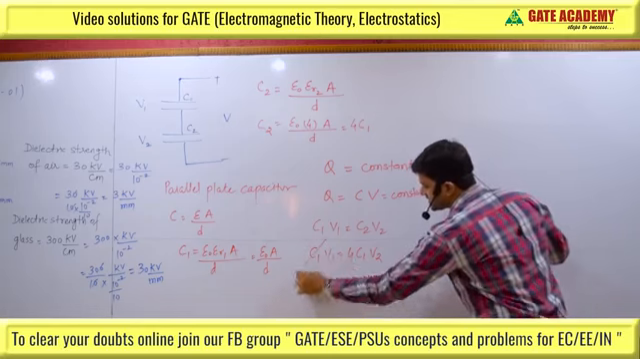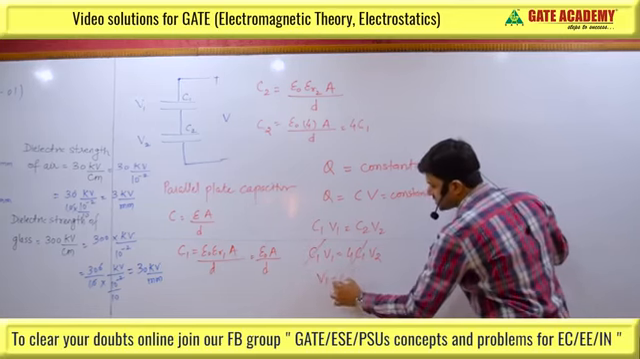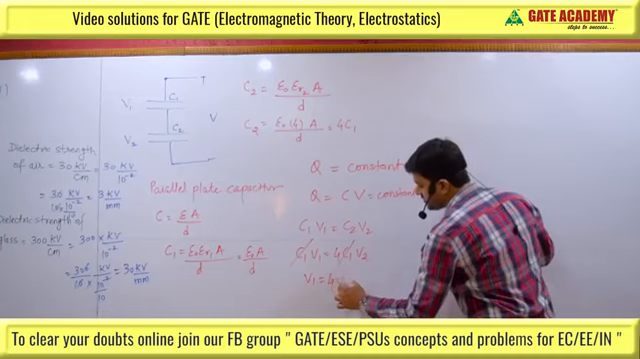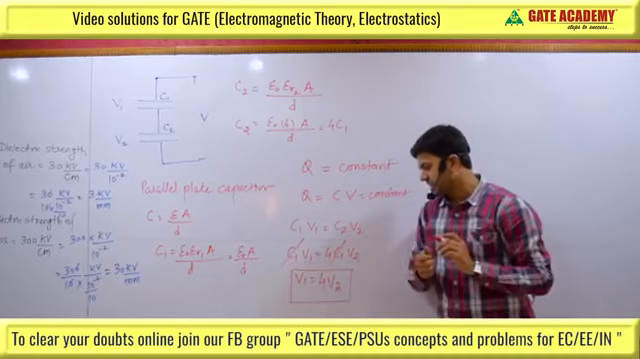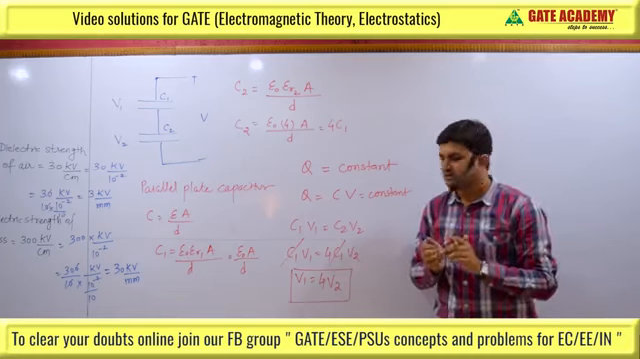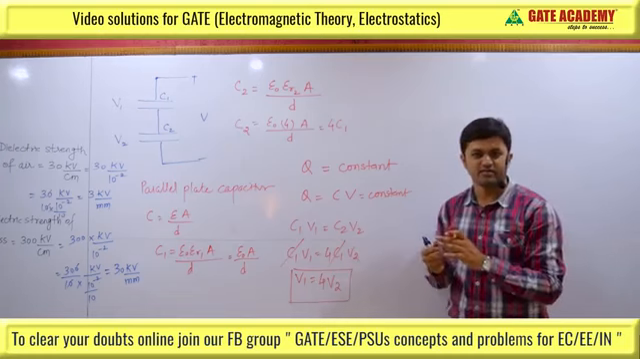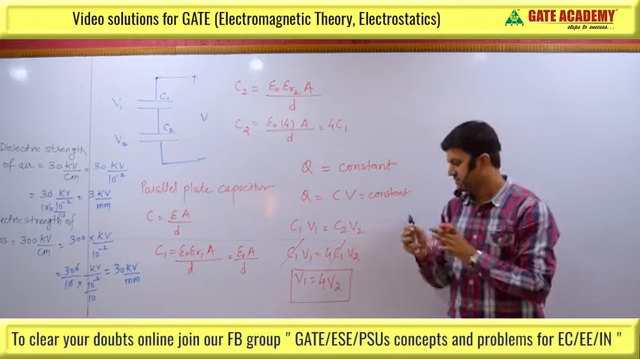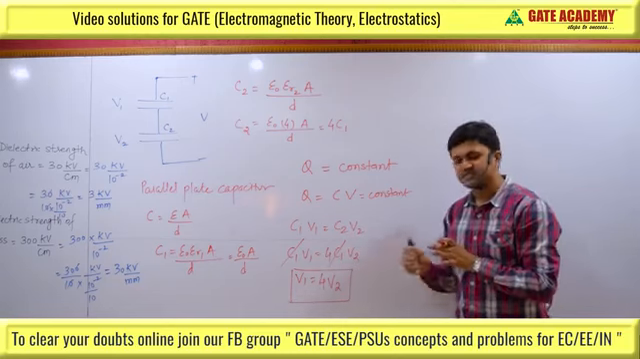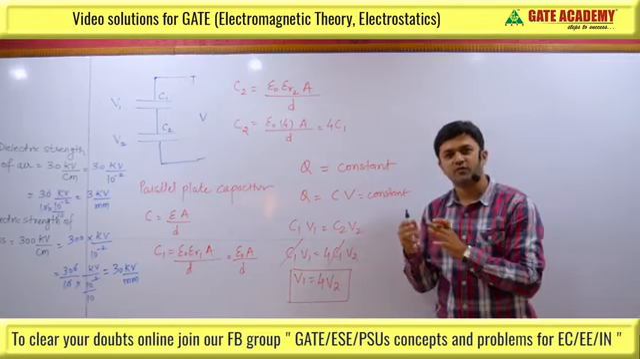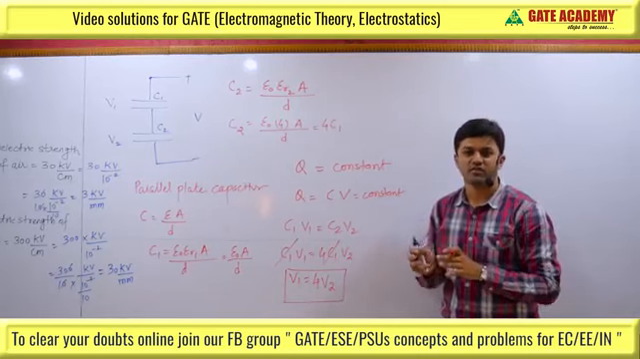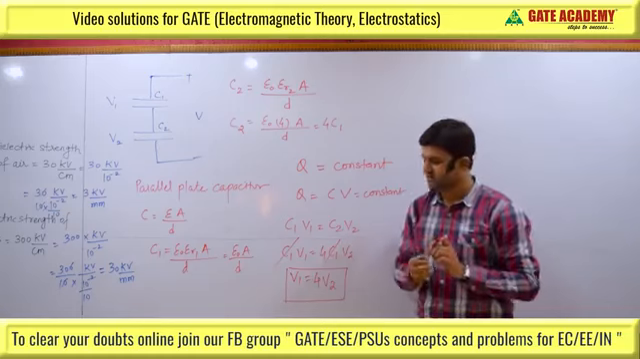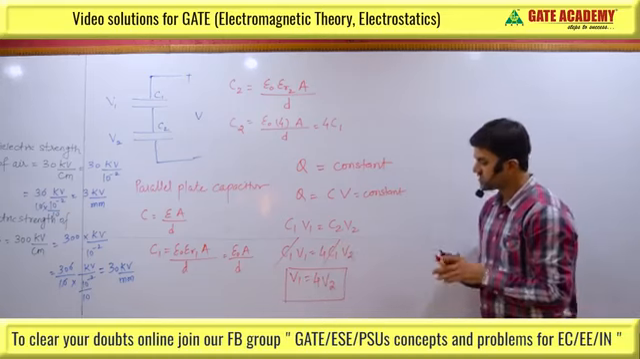So from here this C1 and C1 will get cancelled. So V1 equal to 4 V2. So the voltage applied across the air, or capacitance 1, which is because of the air as medium, is 4 times the voltage across the capacitance which is because of glass as dielectric. So V1 equal to 4 V2.